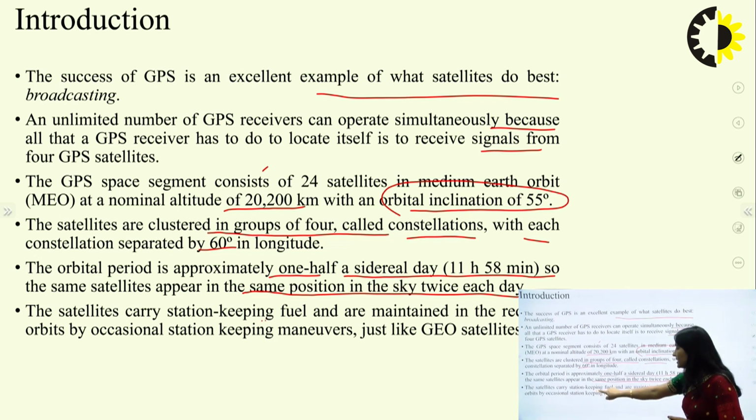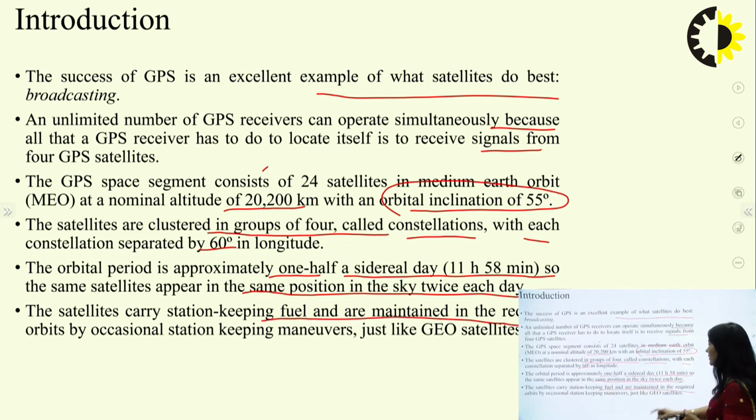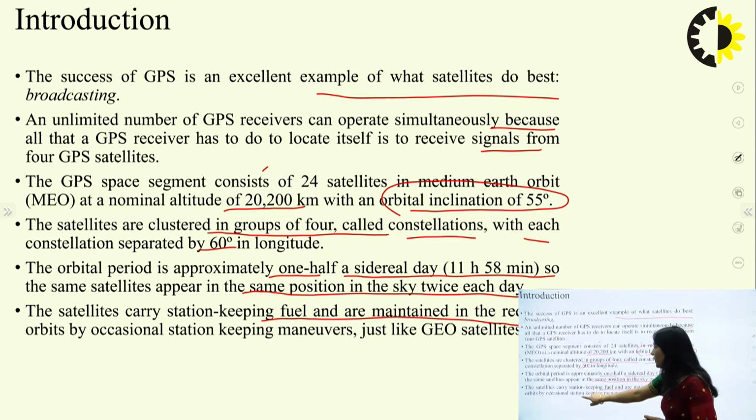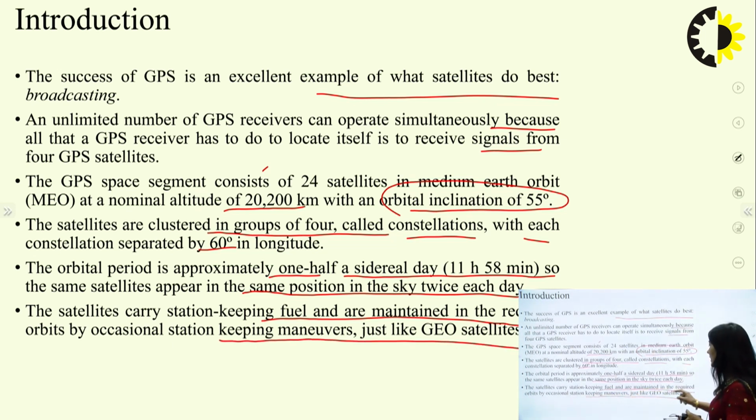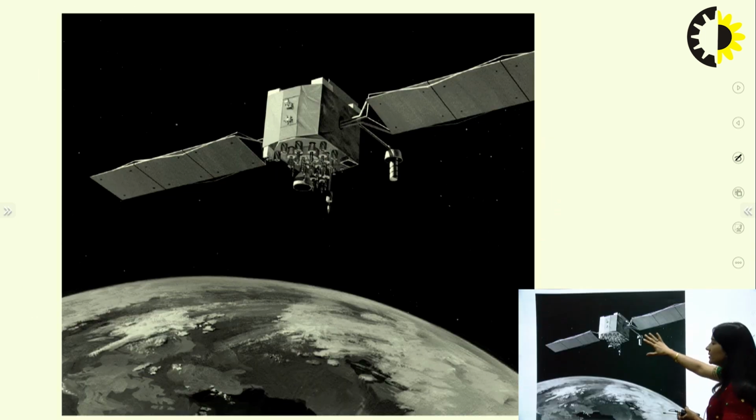The satellites carry station keeping fuel and are maintained in the required orbit by occasional station keeping maneuvers, just like GEO satellites. So this is a GPS satellite. This is a picture of the original GPS satellite.